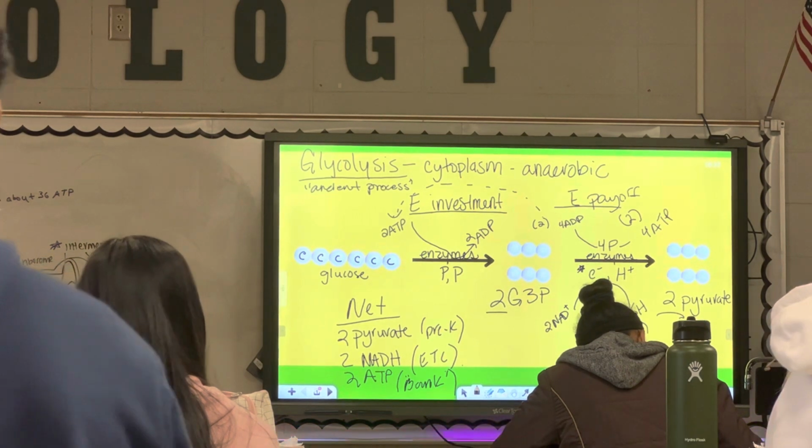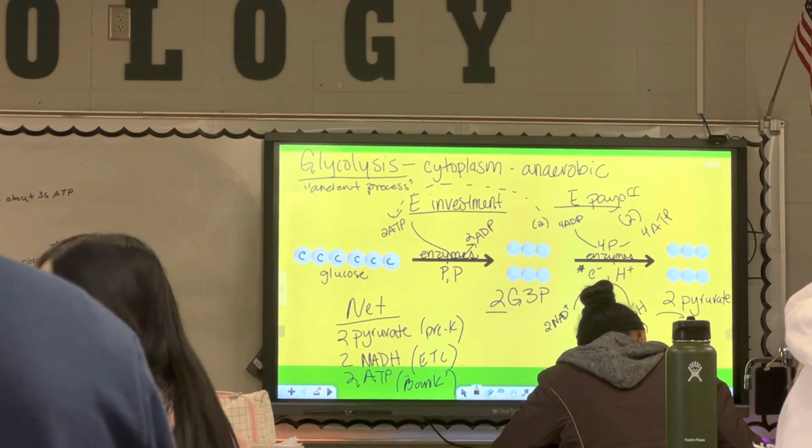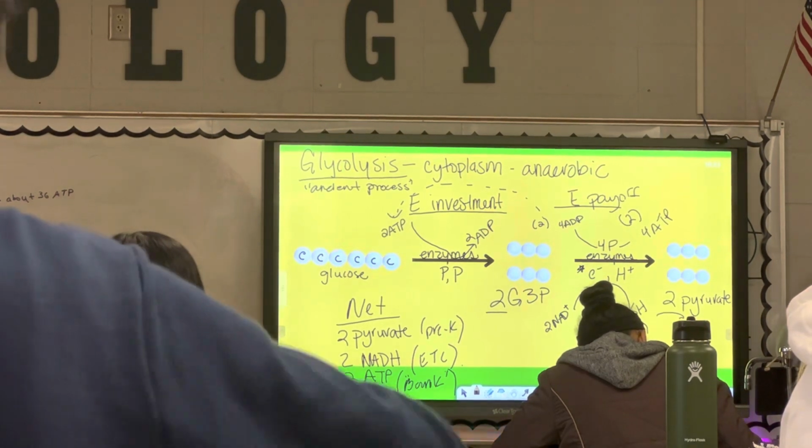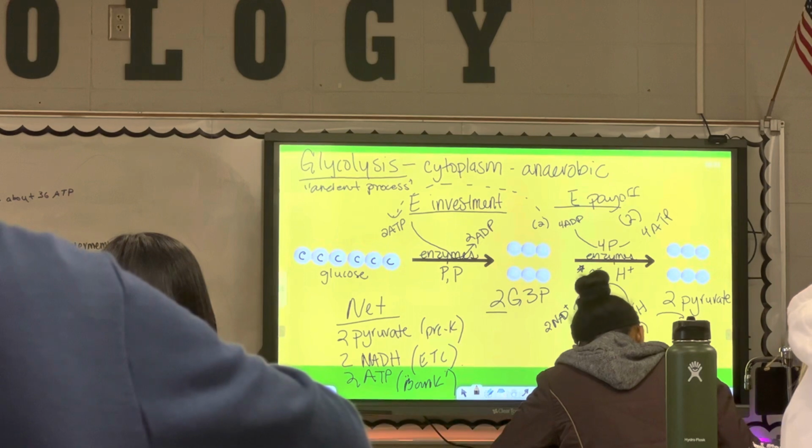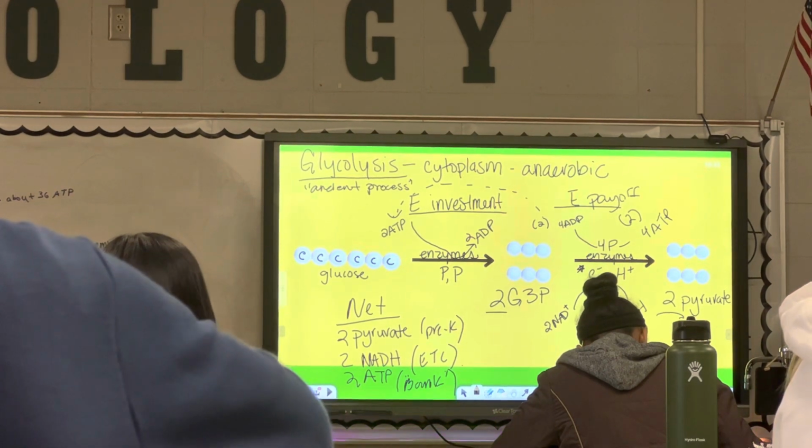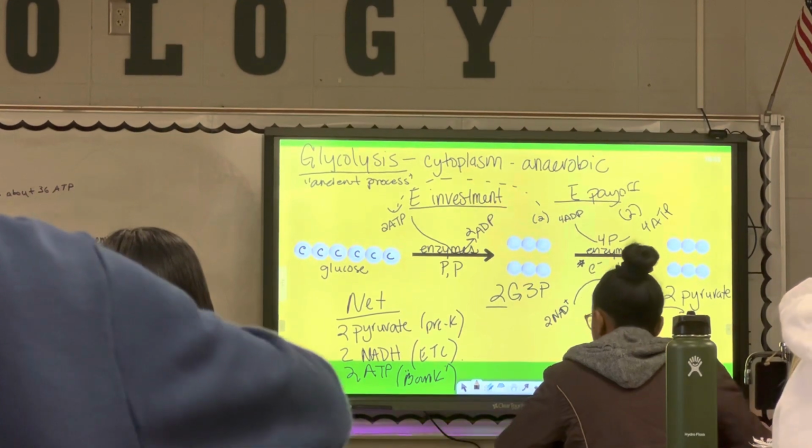Give me the net. There are 2 pyruvates which go onto the pre-Krebs, 2 NADH which go onto the ETC, and 2 ATP that go to the bank. Perfect. Okay, ready to move on? Questions?